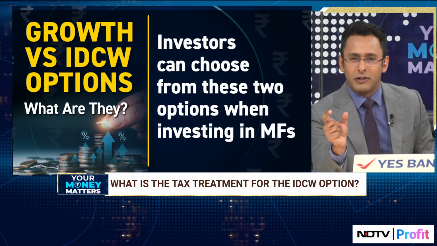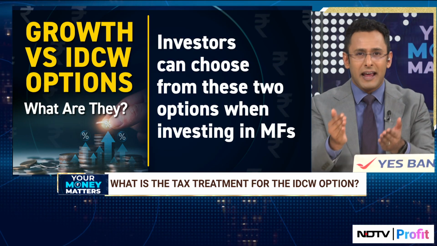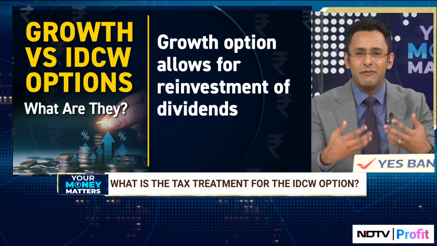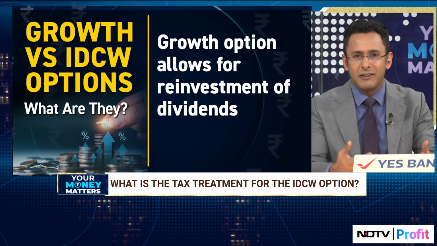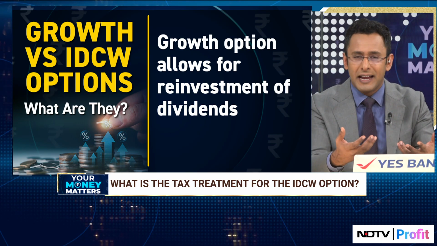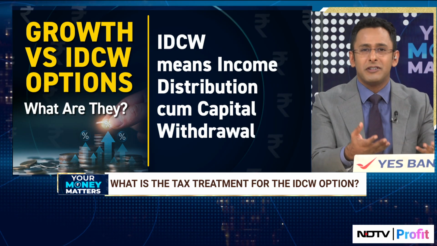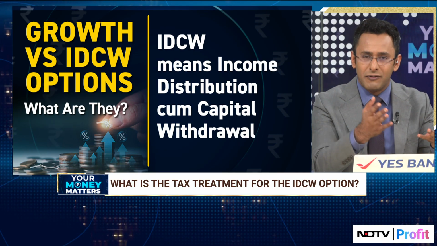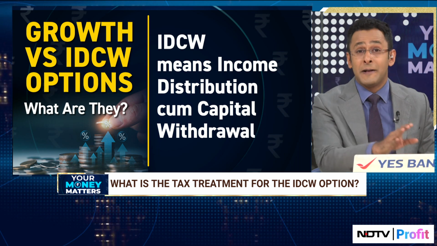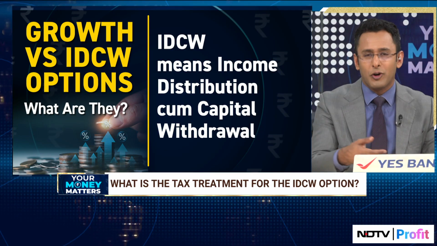The growth option, when you consider investing, essentially reinvests anything that emerges from the underlying. So for example, if you're investing in a mutual fund scheme that invests in State Bank of India, and State Bank of India gives a dividend in any given year, that dividend gets reinvested into whatever scheme the mutual fund manager is choosing to invest in. The IDCW, on the other hand, will distribute income to you on an ongoing basis.